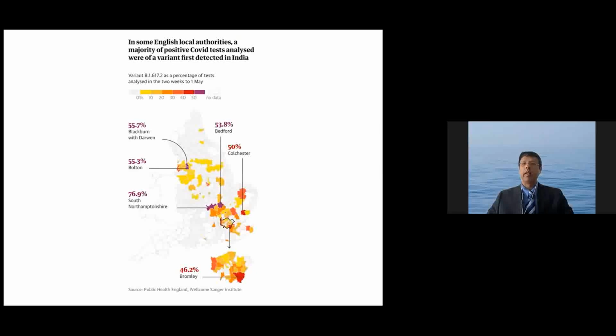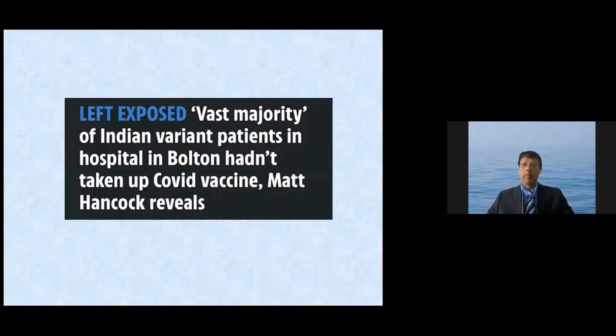The areas where the proportion of the cases being quite high with regards to Indian variant is shown in this figure, and you can see certain parts of London, Bolton, etc. has high number of cases, high number of samples being positive for the Indian variant. And the important thing to remember is that the vast majority of Indian variant patients in hospital in Bolton hadn't taken up the COVID-19 vaccine. They had been offered the vaccine and they had refused the vaccine, or some had just not taken it. And that is an important area to be focused on with regards to the spread of this variant.